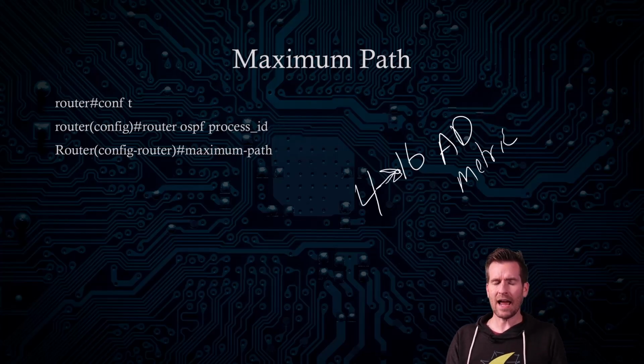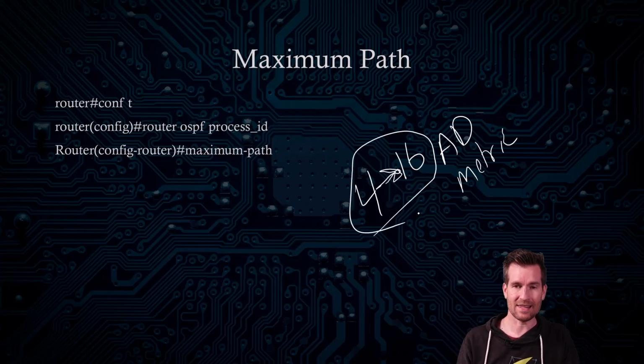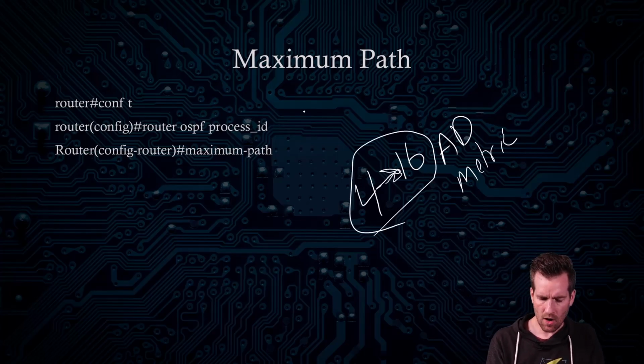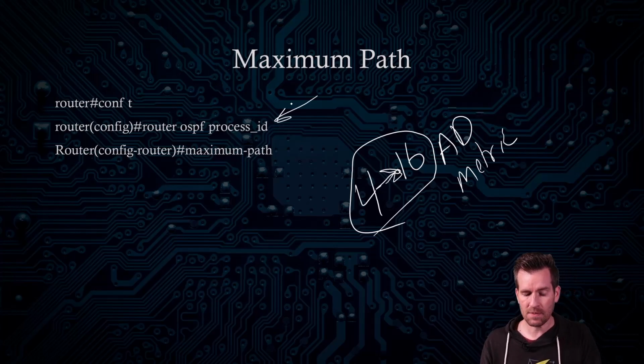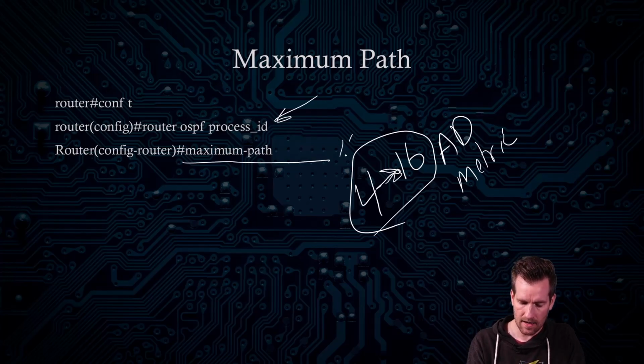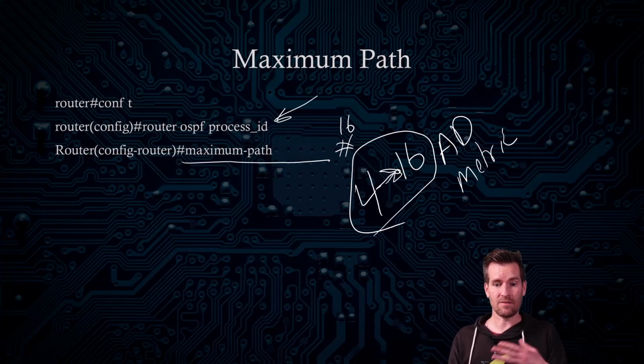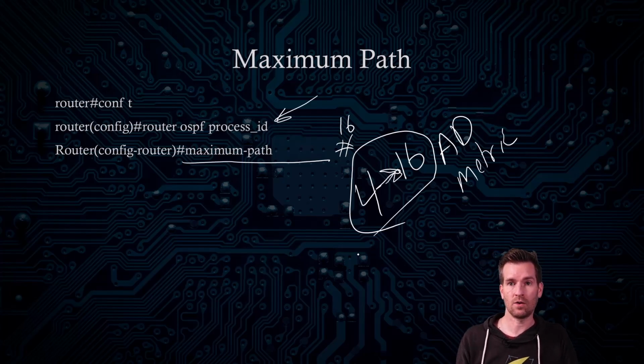So how can we change this? How can we utilize more than what the default is? Well, if we go into the router OSPF process ID and then type in maximum-paths and then the number of paths that we want to take, so let's say we want to do all 16, we type in 16 there, then we would actually change this default to something much greater or less.